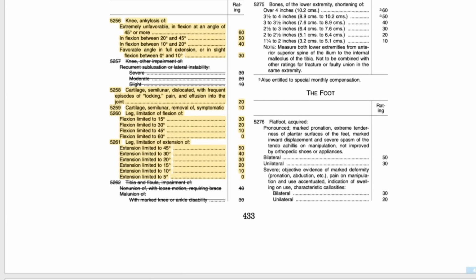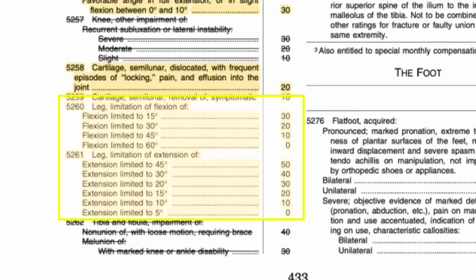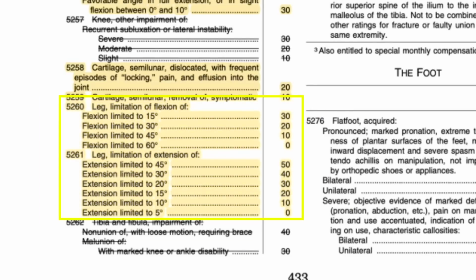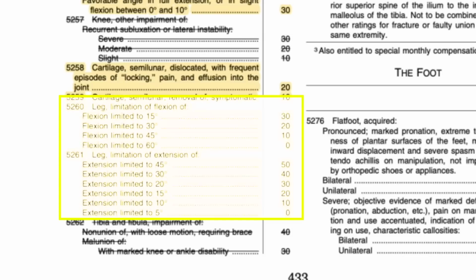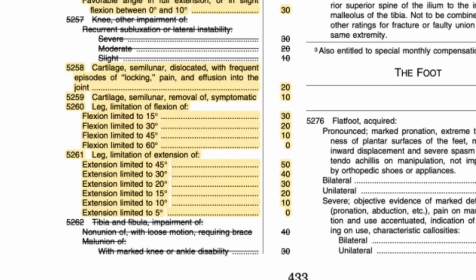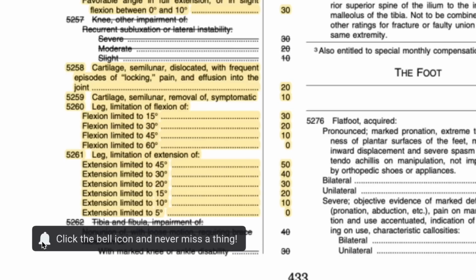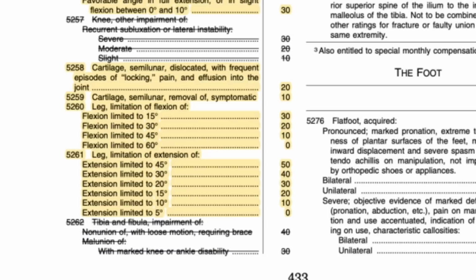So moving on to the really important rating, 5260 and 5261. Okay, so 5260 is flexion and 5261 is extension. So the two things that I mentioned earlier. You can get up to a 30% rating on flexion, but you've got to be pretty darn limited on flexion. And then for extension, they have numerous ratings there. They have 6 of them, and you can get up to a 50% rating. Basically, you can't straighten your leg.